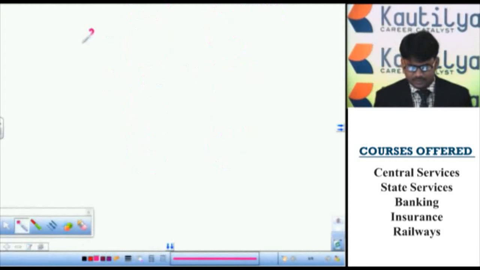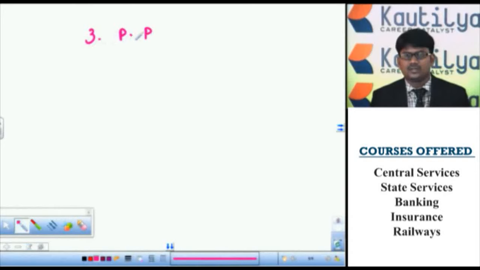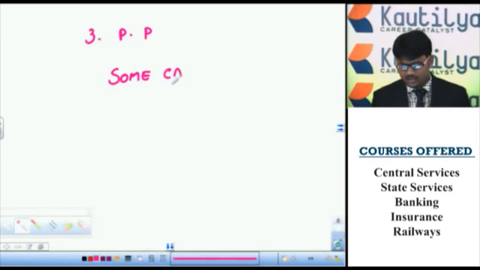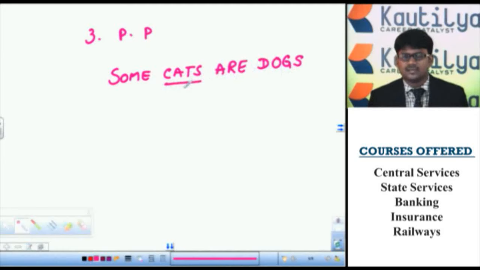Third one, the particular positive statement. We represent the particular positive statement as: some cats are dogs. Here cats is the subject, and some is the quantity of the subject. That means we take only some of the cats in the universe. That means particular cats belong to dogs. Dogs is the object and are is the verb.